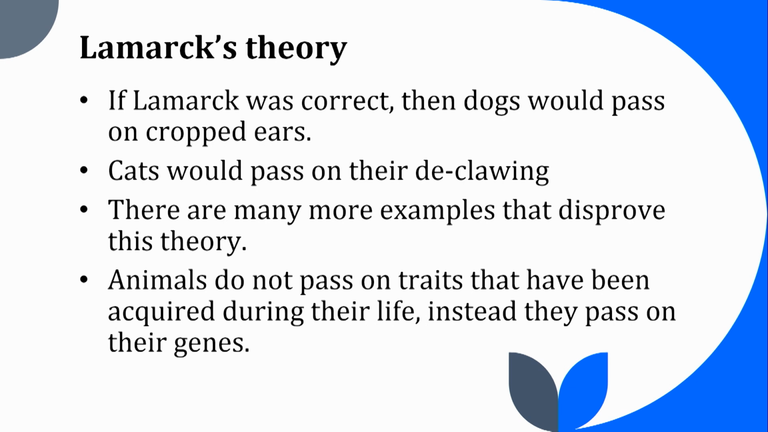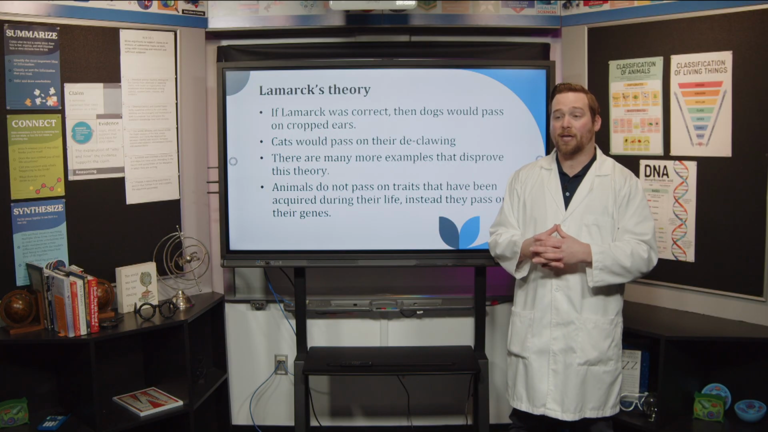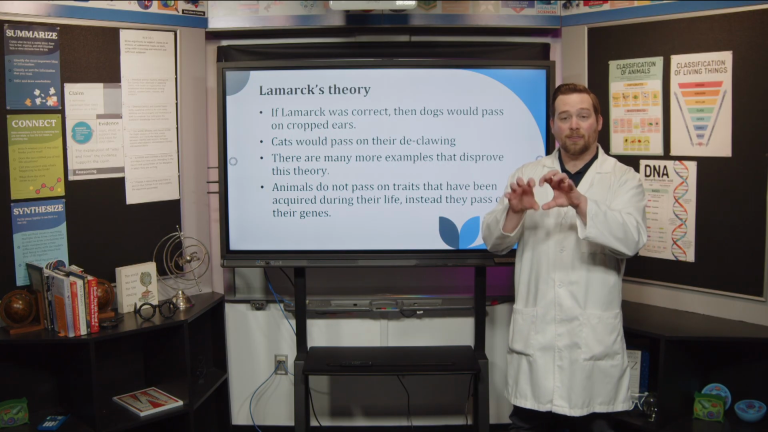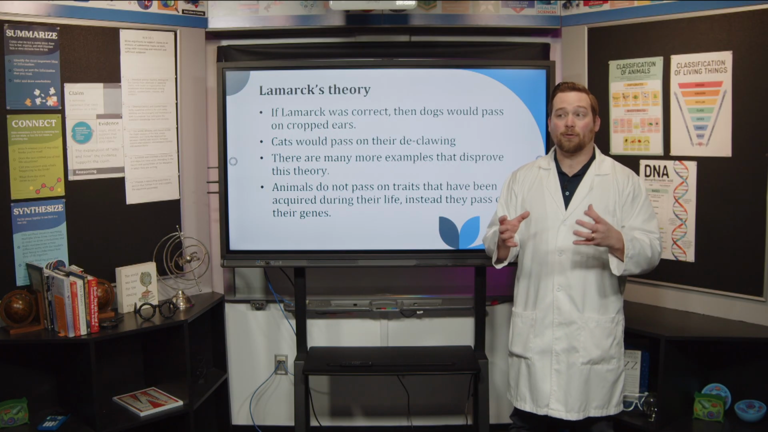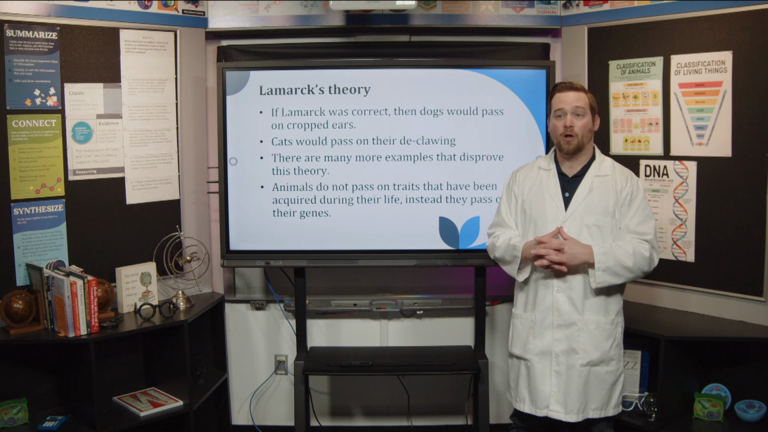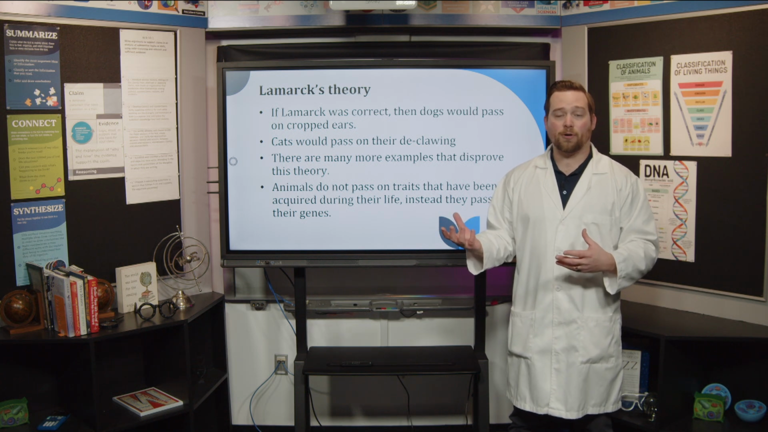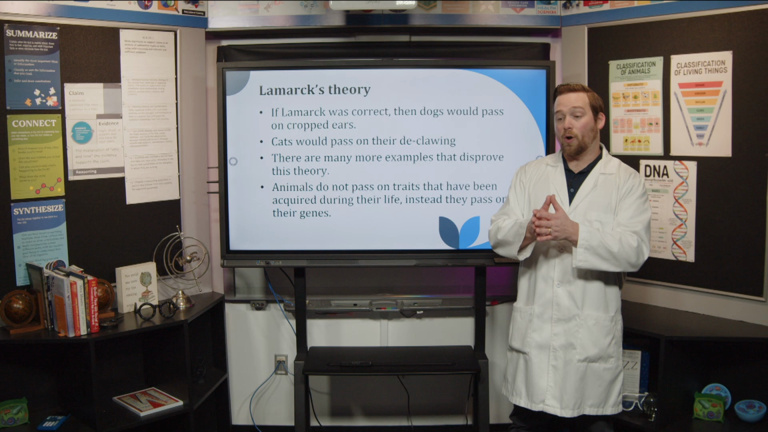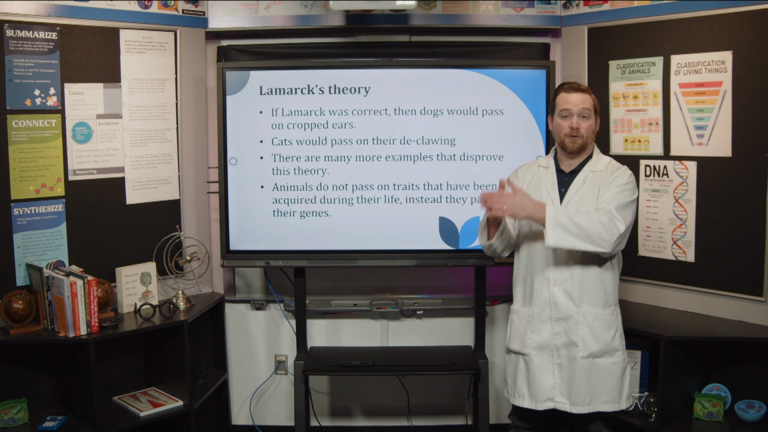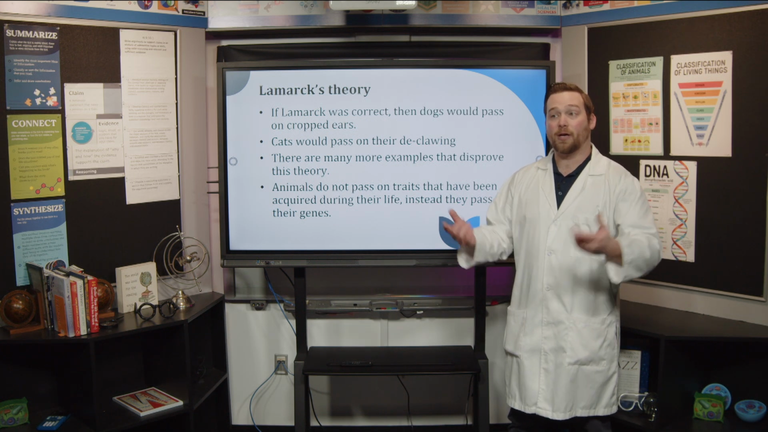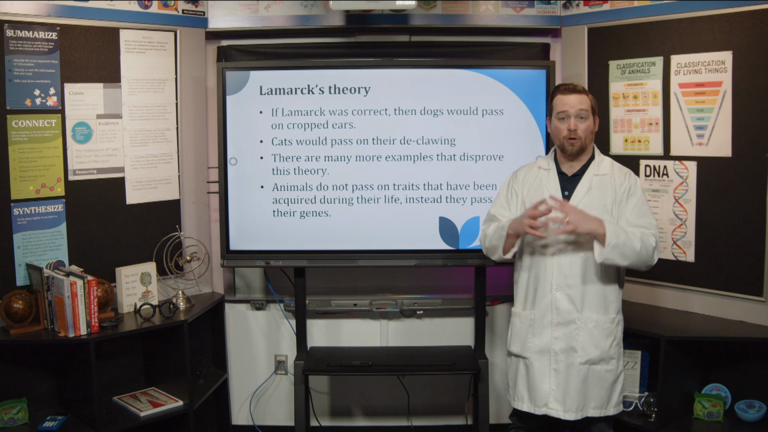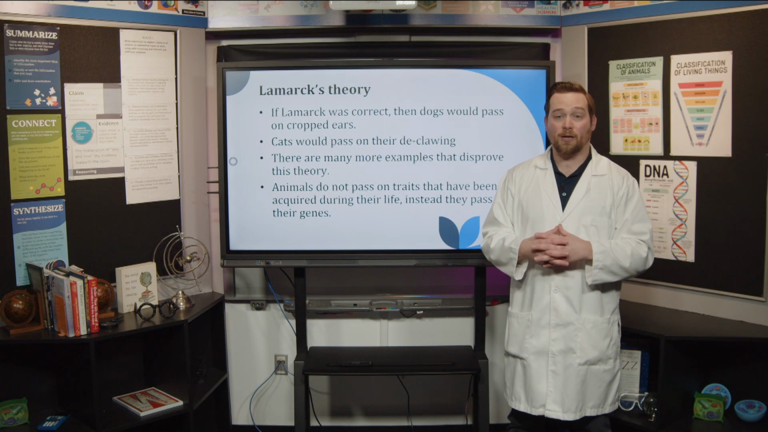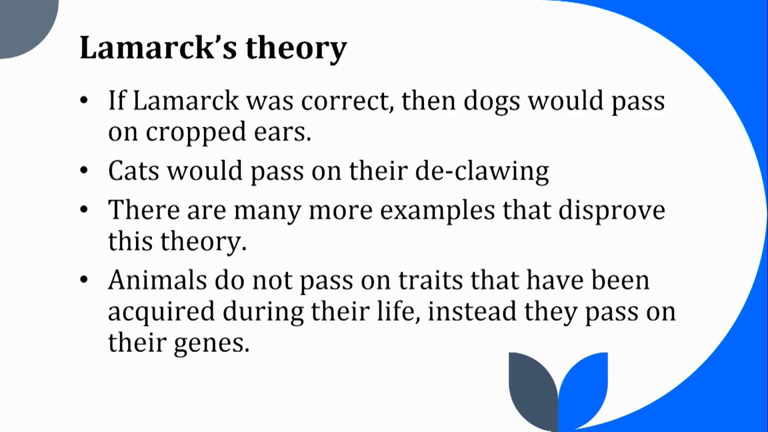And a lot of y'all, if you have cats, sometimes people get their cats declawed. They get the front claws taken out so that they're not scratching up all their furniture. Well, if Lamarck's theory was true, then when these dogs and cats had offspring, they would have those traits too. The ears would be cropped and the claws wouldn't be there in the cats. But that's not how this happens, okay?